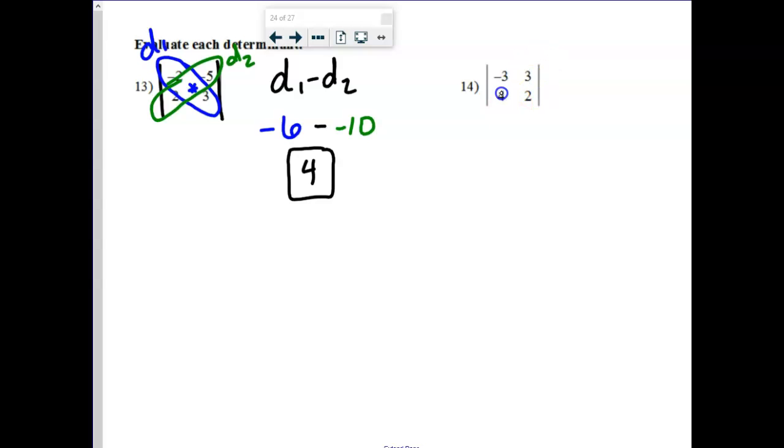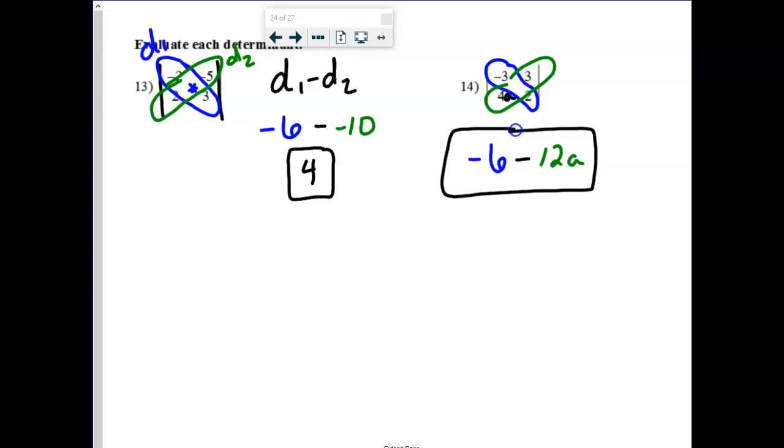All right, didn't I add an algebra component to this one? So an A. Cool. All right, so same formula, diagonal 1 minus diagonal 2. So here's diagonal 1. That's a negative 6. And then we're going to be subtracting diagonal 2, which we changed a little bit to be 4a times 3, so 12a. And there's no simplifying you can do there, guys, so the value of your determinant on that particular one is just that.